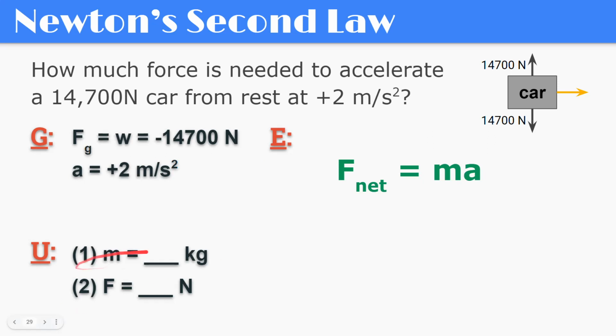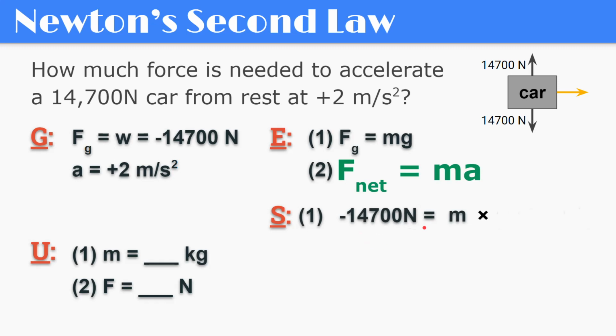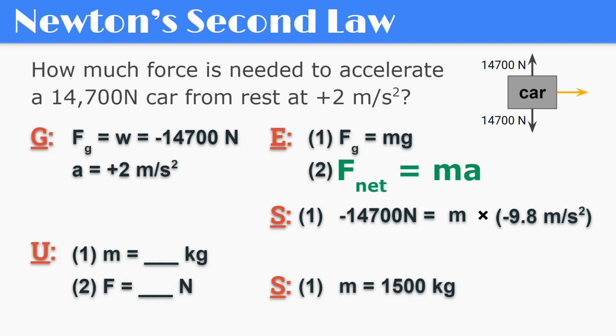We're going to solve for mass first, and then we'll get force, and we're going to solve for mass using the equation from yesterday, F sub g equals m times g, and then we can use F net equals ma once we know what the mass is. So plugging in, I have negative 14,700 newtons equals mass times gravity, so m times negative 9.8. Divide both sides by negative 9.8, and I'll get my mass. The mass of my car is 1,500 kilograms.